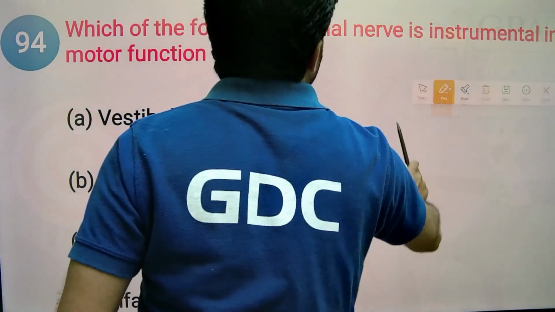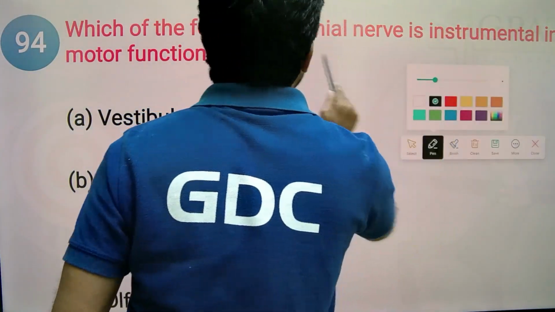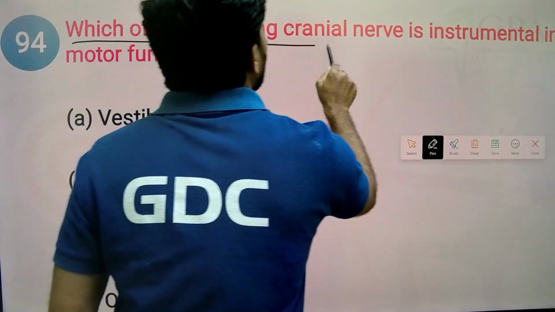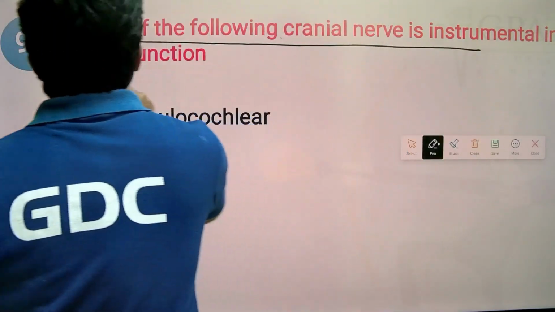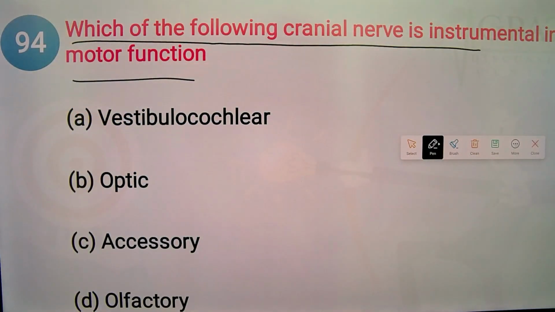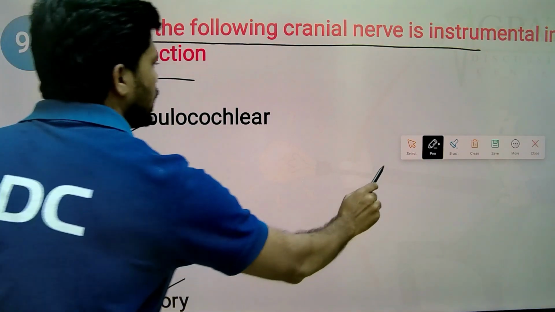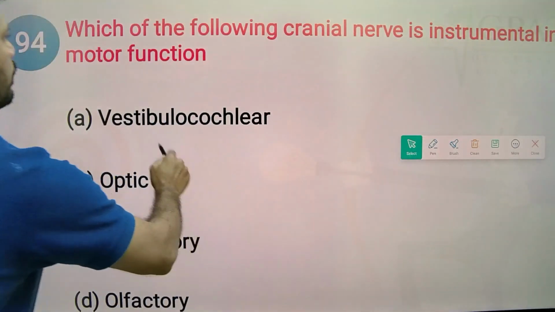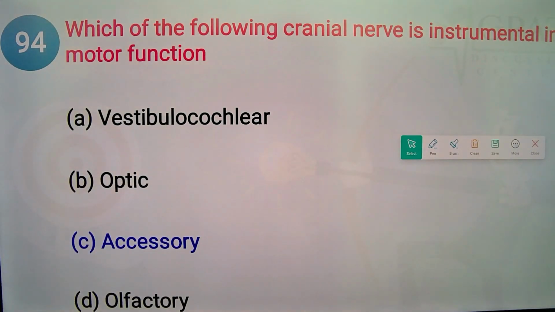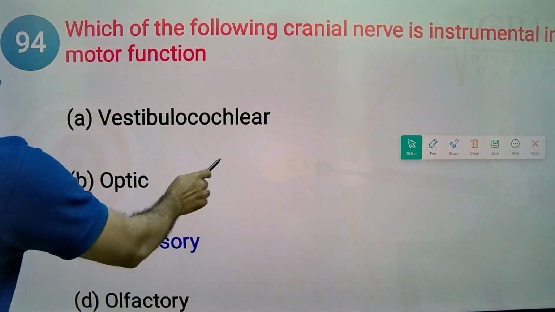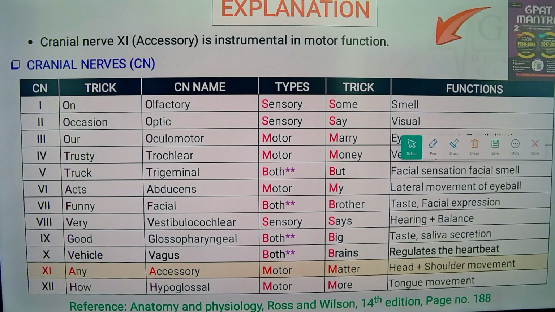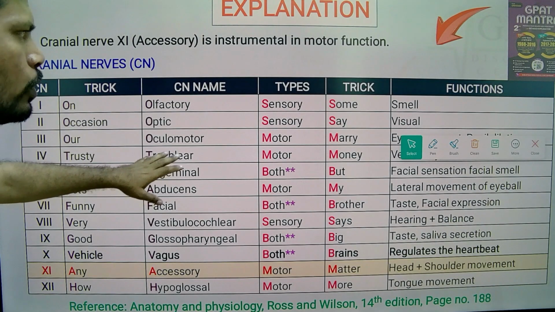The next MCQ is which of the following cranial nerves is instrumental in motor function? Vestibulocochlear, optic, axillary, olfactory. Which of the following cranial nerves is instrumental in motor function? That is axillary. So this is a very important table for you.